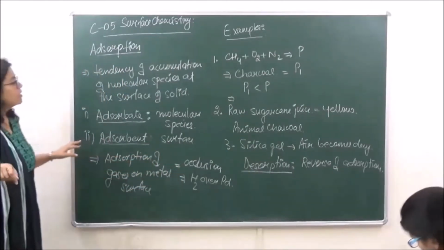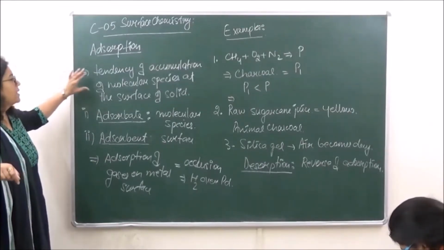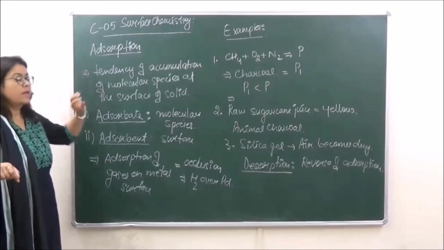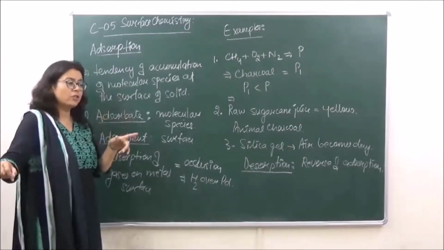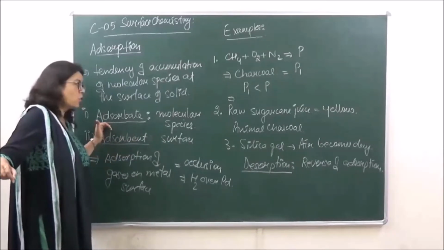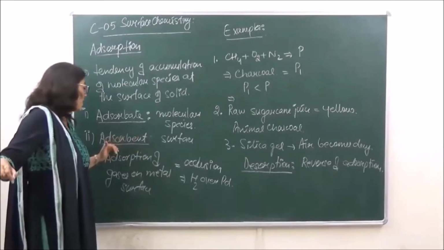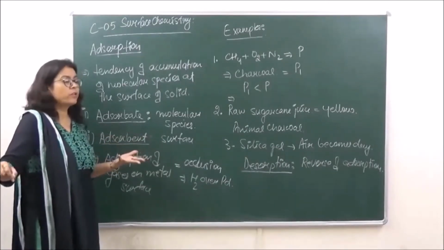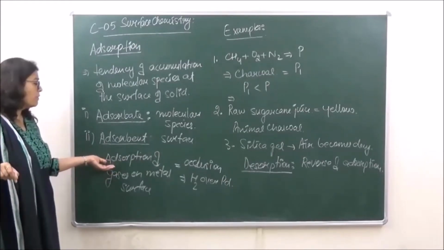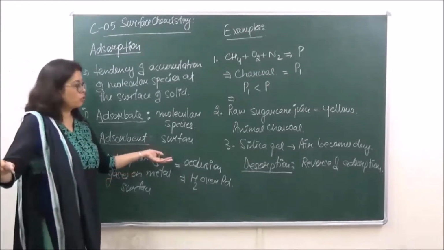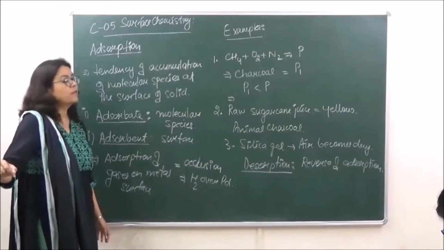So what all have we learned in this section? We have learned what adsorption is. Adsorption is a surface phenomenon in which molecular species accumulate on the surface. Then we learned adsorbate. Adsorbate is the molecular species which are getting adsorbed. Adsorbent is the surface on which adsorption is taking place. Then adsorption of gases on metal is known as occlusion, and desorption is the reverse of adsorption.